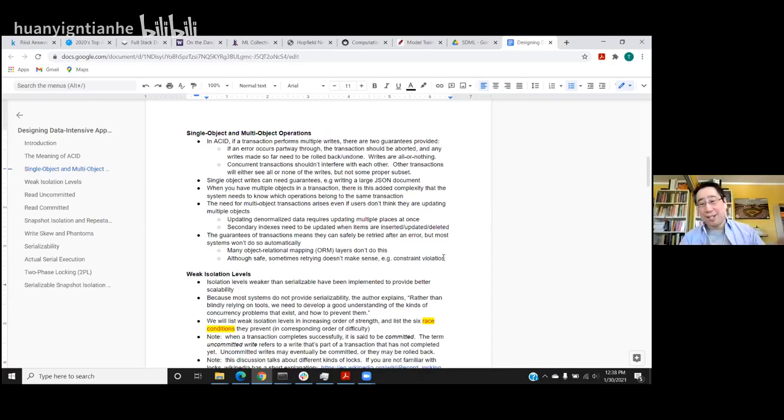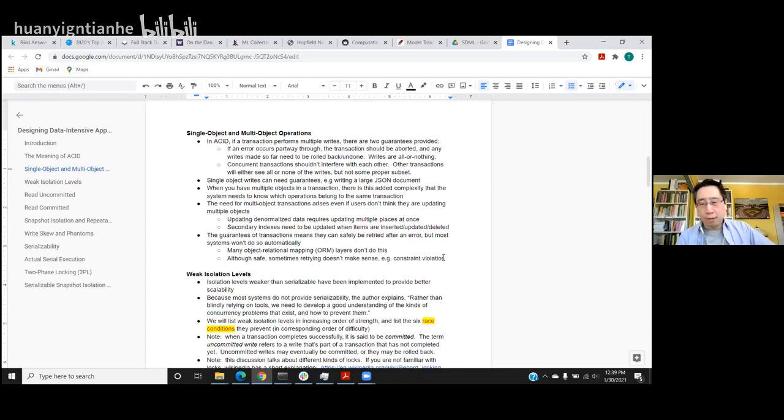And so behind the scenes, you need this ORM layer to be smart about how it's handling transactions. And the big takeaway from this chapter is that, generally speaking, when you install a database, when you install a product, it is not going to be doing serializability.